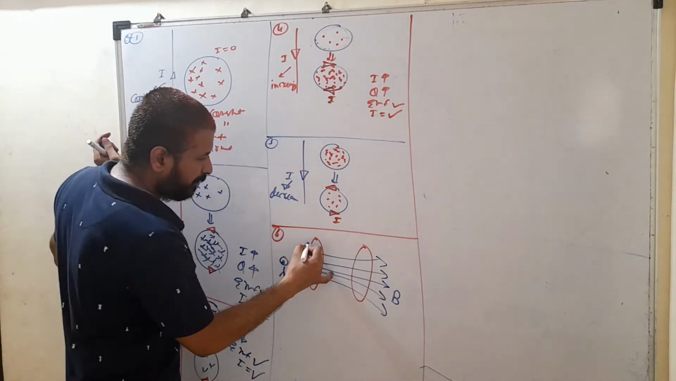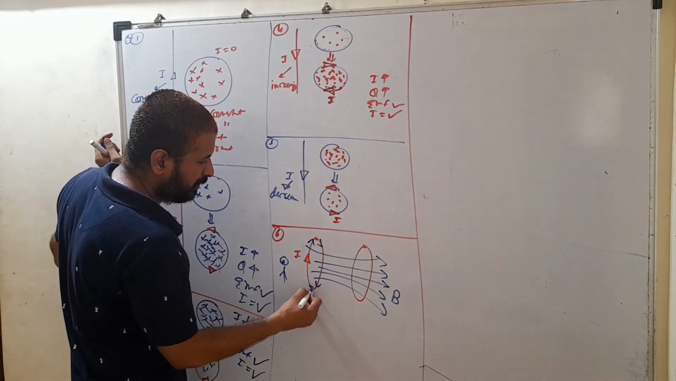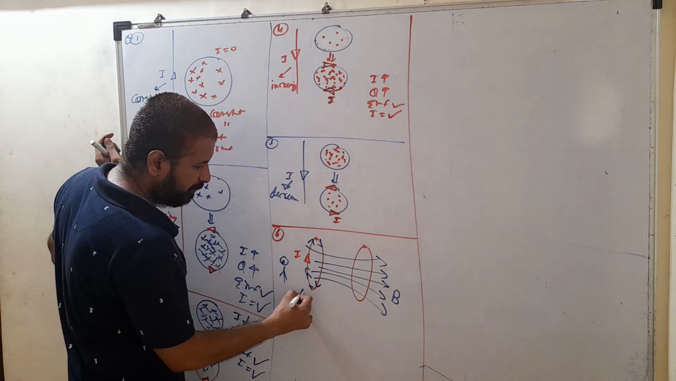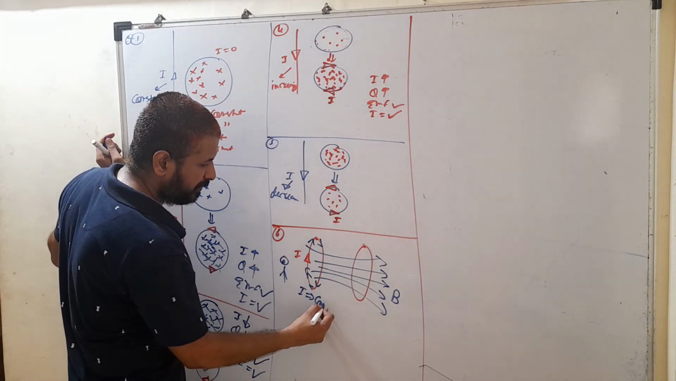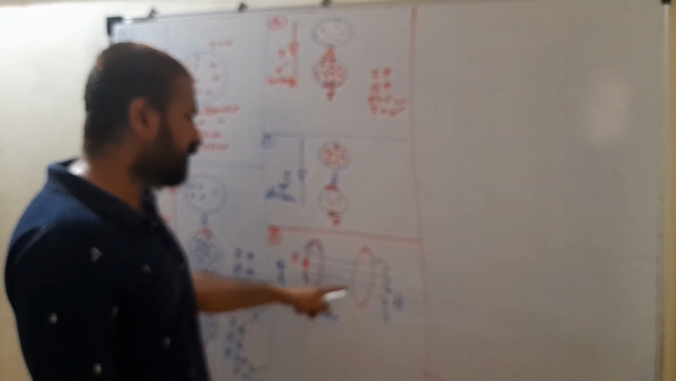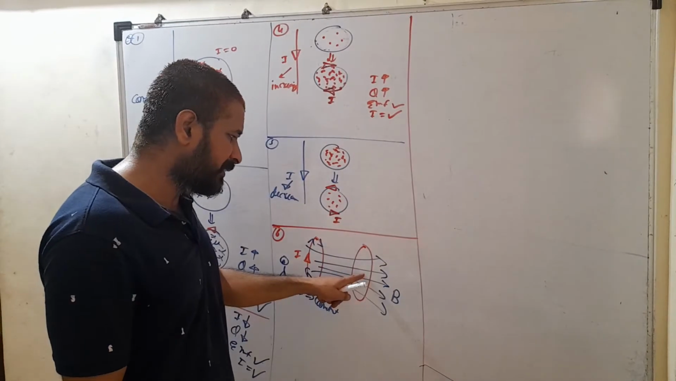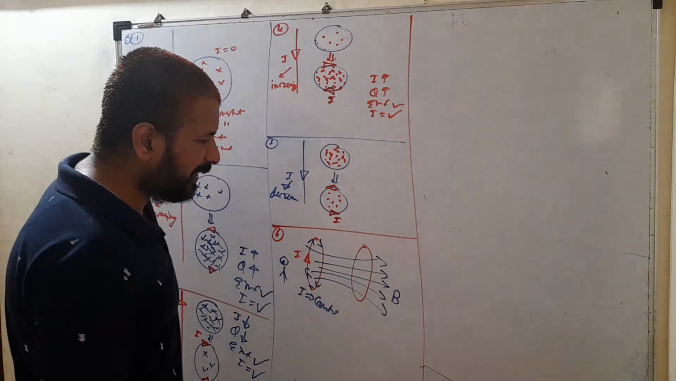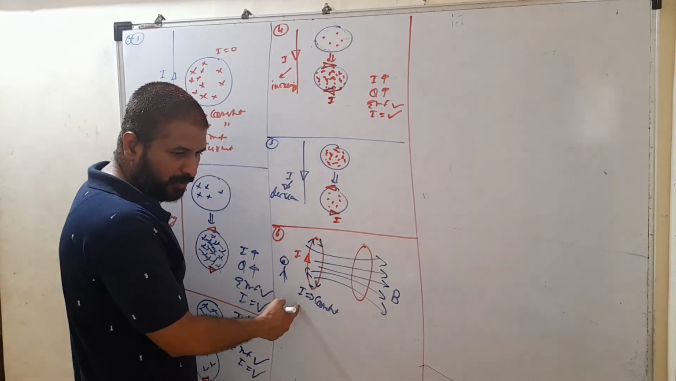So in this loop, current is in clockwise direction, but if current is constant, then no current will be induced here. The current which is flowing in the first loop is a constant current. So whatever field is developed, whatever magnetic lines are passing through the second loop, that magnetic flux is constant, because this current is not variable.